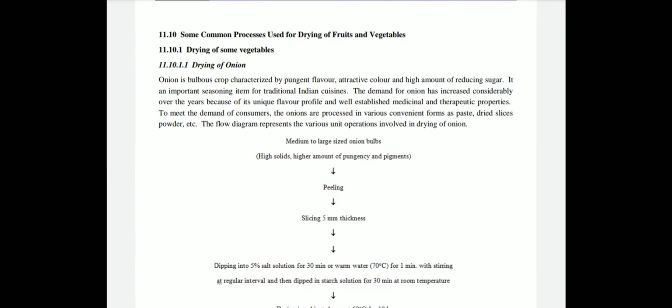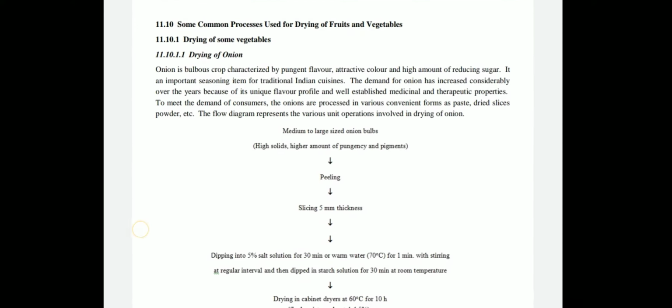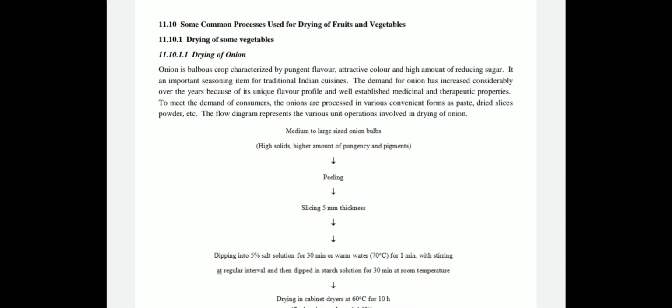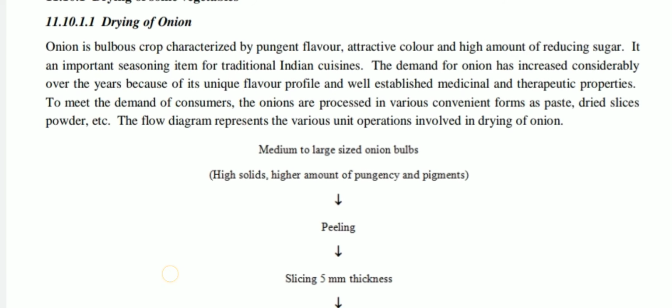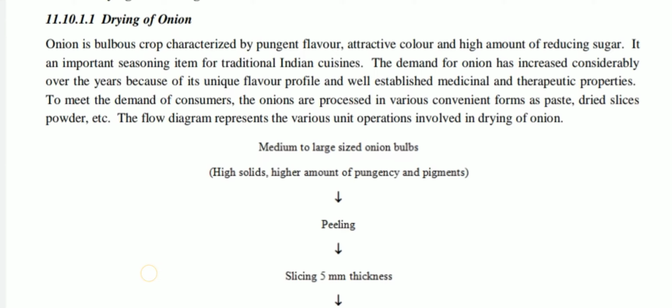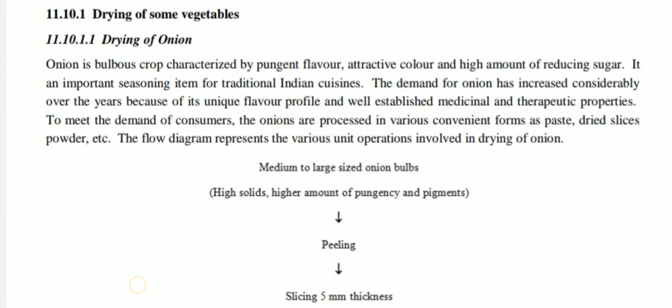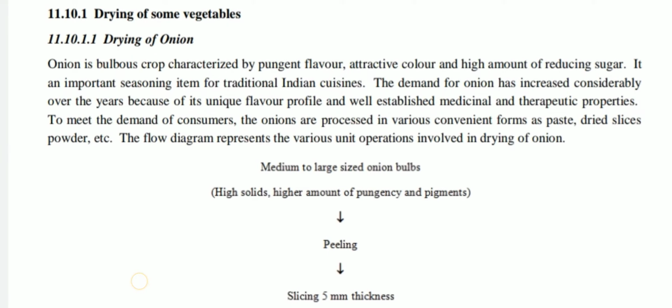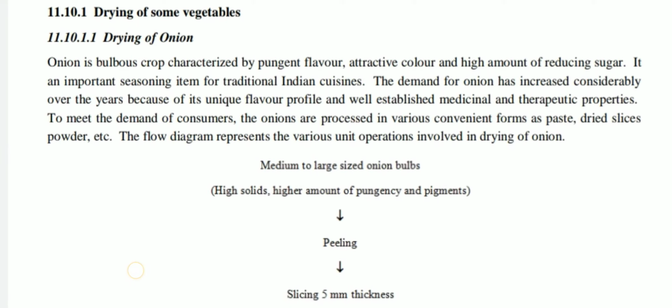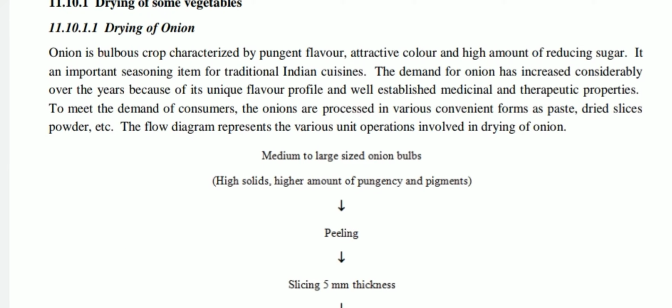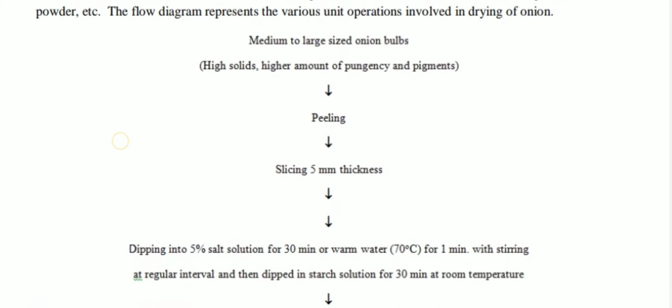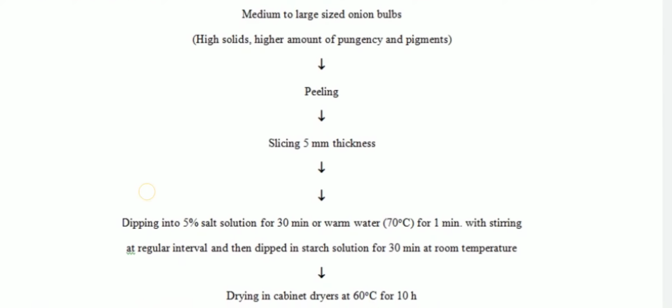Now moving towards some common processes used for drying of fruits and vegetables, like drying of some vegetables. This is the drying of onion. It is used as a seasoning item for some traditional Indian cuisine and for culinary purposes worldwide. So this is the process flow chart.